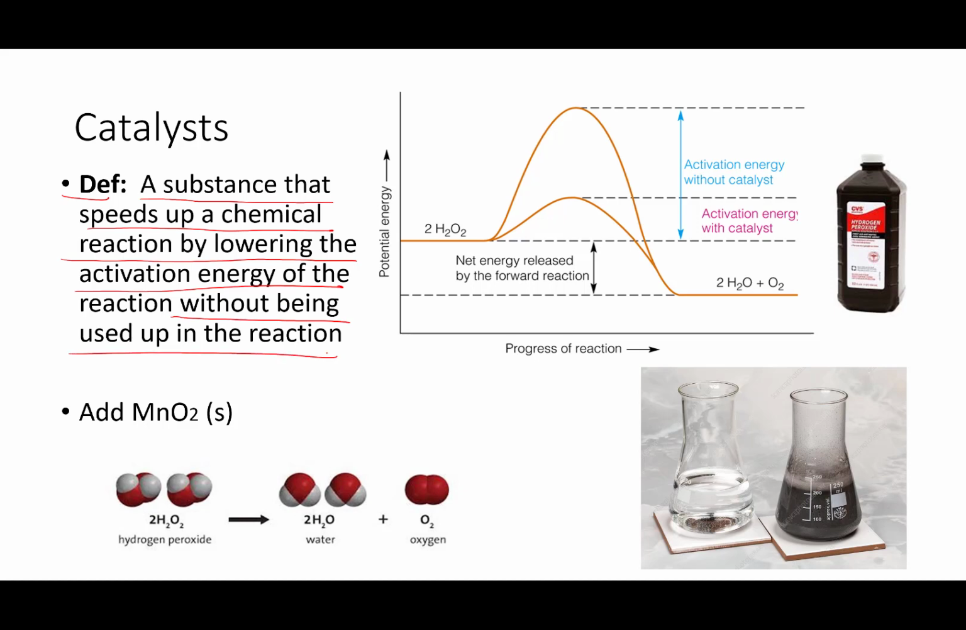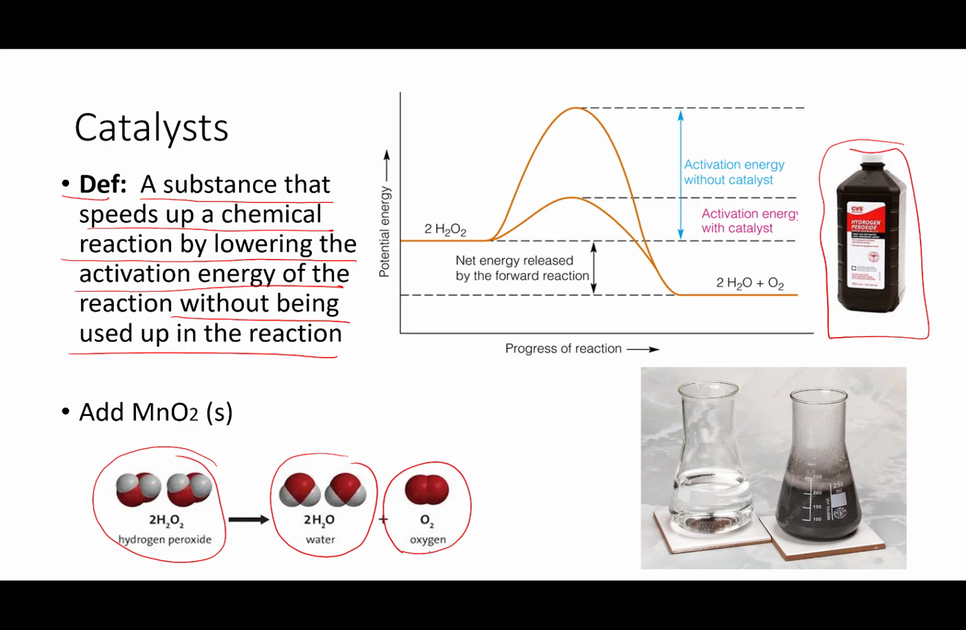So let's take a look at the decomposition of hydrogen peroxide. When you use hydrogen peroxide and you pour it on a wound, it is going to decompose into water and oxygen. And in a wound, actually, it's the enzymes in blood that act as the catalyst. In a laboratory, we can use manganese oxide as a catalyst. And here's how it works.